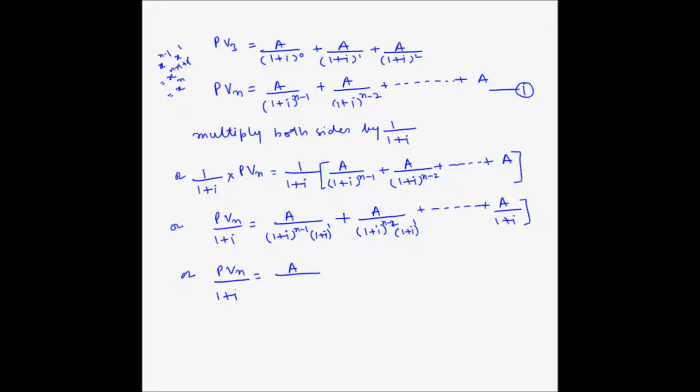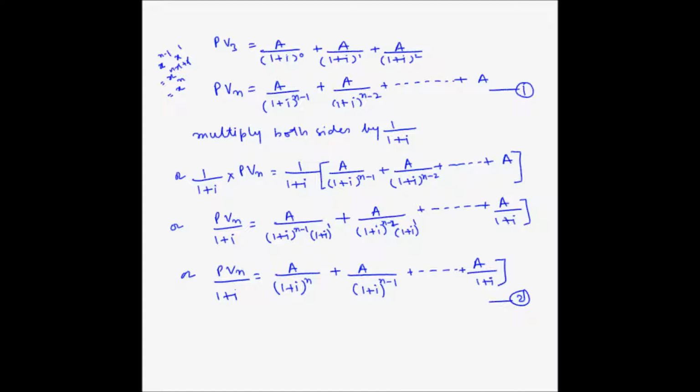So A divided by 1 plus I to the power n minus 1 plus 1, which is nothing but n, plus A divided by, now this will become n minus 2 plus 1. So minus 2 plus 1 is minus 1. So 1 plus I to the power n minus 1. And the last will be 1 plus I. Now let's consider this as equation number 2.